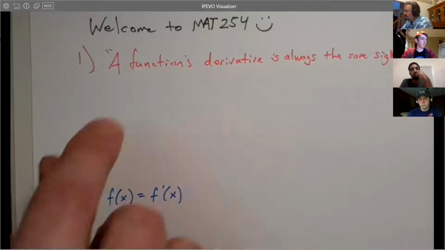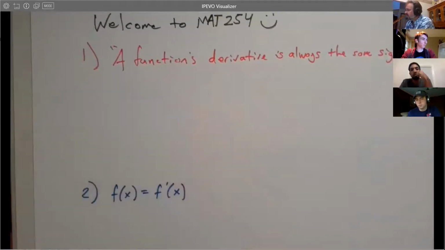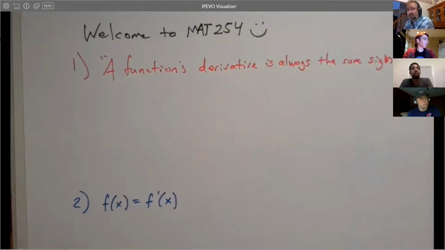The first one starts off saying, a function's derivative is always the same sign. So what did people do to try to think about that, ponder it, come up with a solution? Well, we'll get to part A in a second, but part B, can we come up with a function that satisfies this statement?